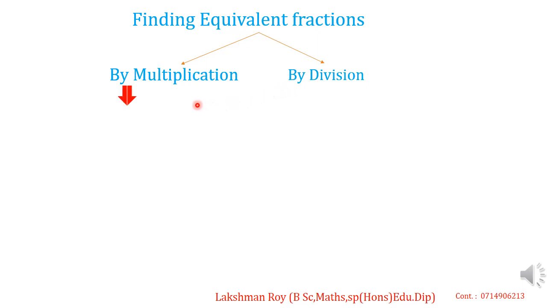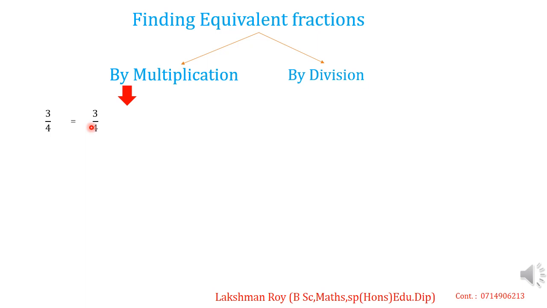Let's see this example for multiplication. My fraction is 3/4. Now I want to find an equivalent fraction to this 3/4. What I am going to do is multiply. You know, 3 is the numerator and 4 is the denominator. So the numerator and denominator should be multiplied by the same number.